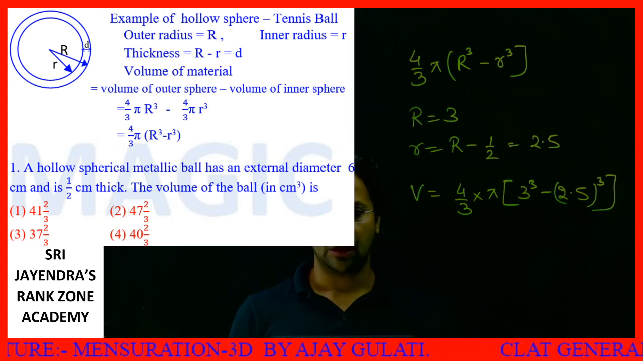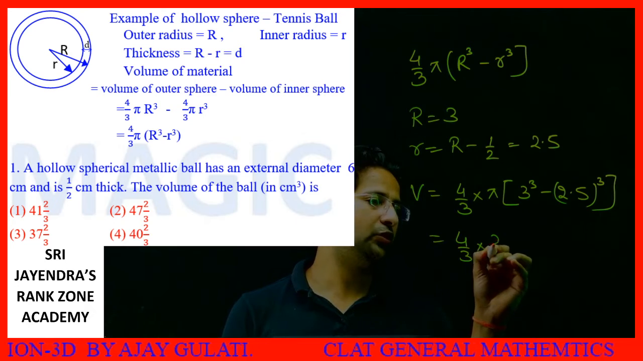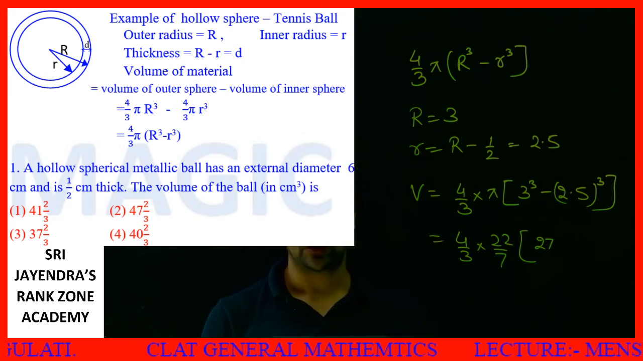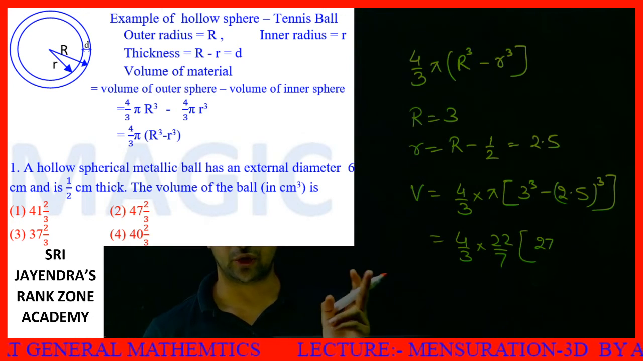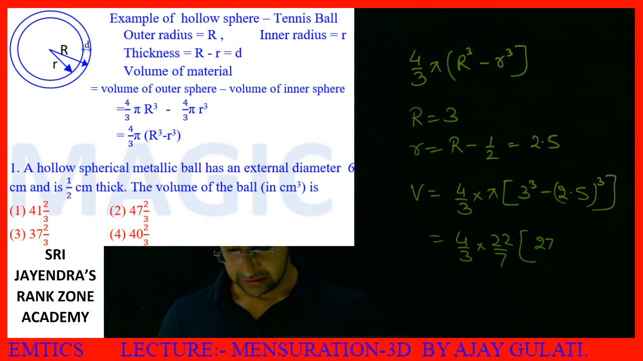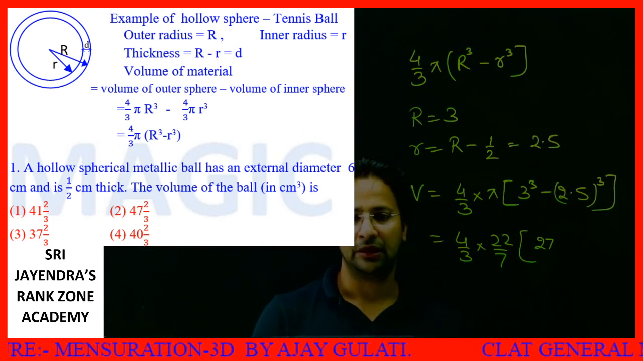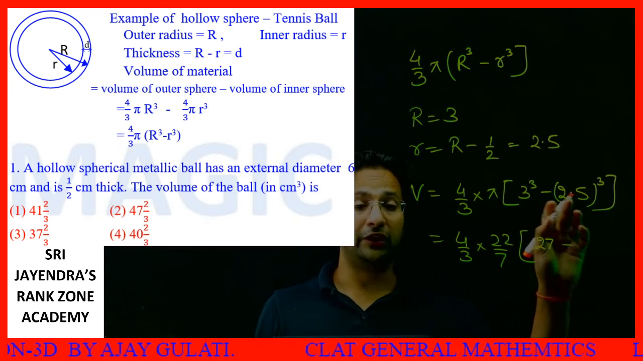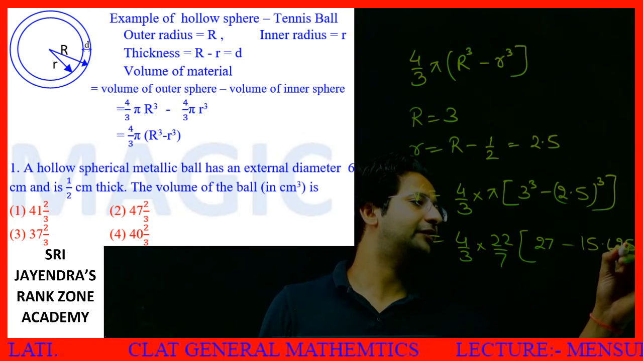We will have to do a bit of calculation now. Be careful. Okay, pi has also been removed, so you will have to be very careful. 4 by 3 into 22 by 7. 3 cube is 27. Let me check the question: a hollow metallic sphere has an external diameter of 6 centimeter, and is half cm thick. Fine, no problem. So far everything is clear. Minus 2.5 cube is actually 15.625, if anybody can figure this out.